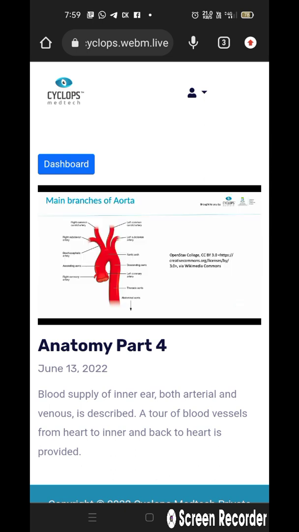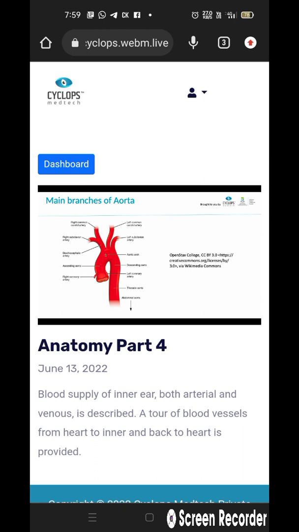So when we go studying the blood supply of the inner ear, actually the blood supply starts all the way from the heart, and therefore we are going to start the tour from the heart. From the heart we have the ascending aorta and the arch of the aorta, and from the arch of the aorta on one side there is the brachiocephalic artery, also called the innominate artery by some authors, and from here on the right side we have two main branches. One is the subclavian artery and the common carotid artery.